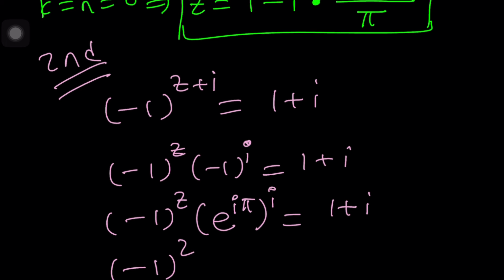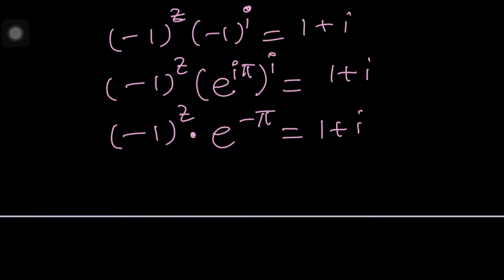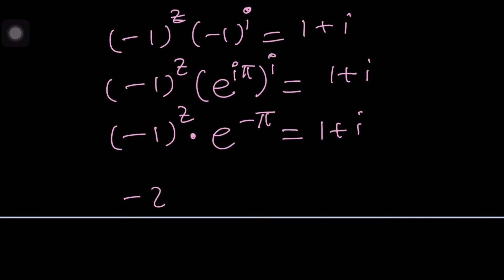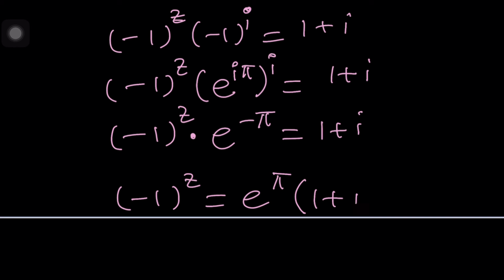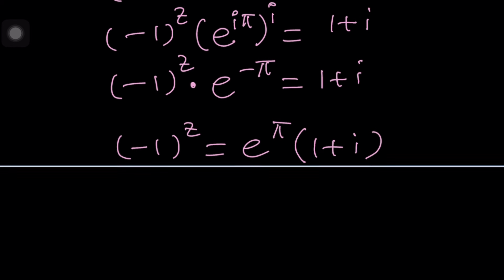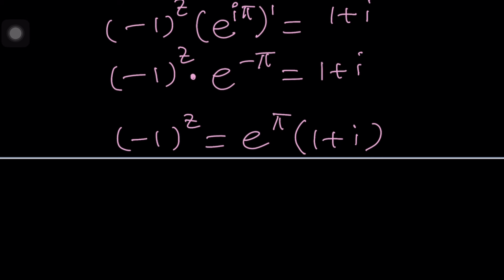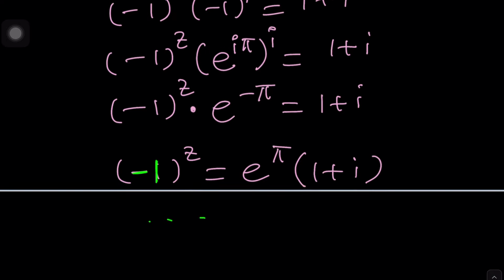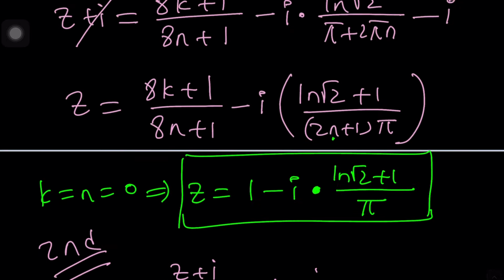So now -1 to the power z times e to the power i squared pi, which is e to the power -pi, equals 1 plus i. And then from here, I should end up with -1 to the power z equals 1 plus i divided by e to the power -pi, which can be written as e to the power pi times 1 plus i. Nice. And then from here, can we solve for z? Probably by using the polar form or the natural logarithm, we should be able to solve it. But is that going to give us the exact same answer? That's for you to find out. But that's what I got so far in general form.